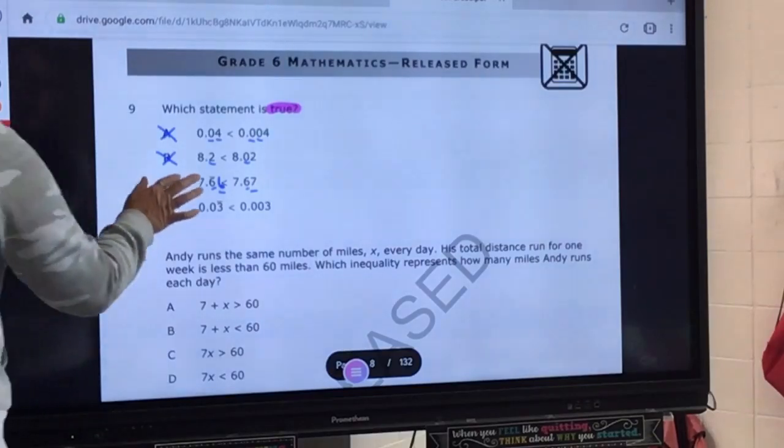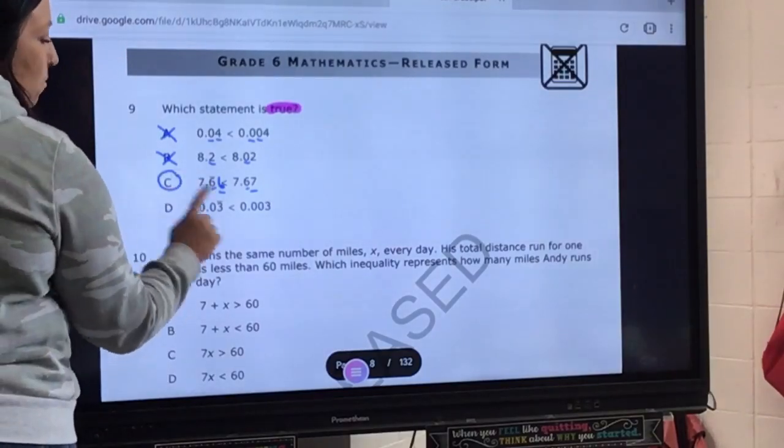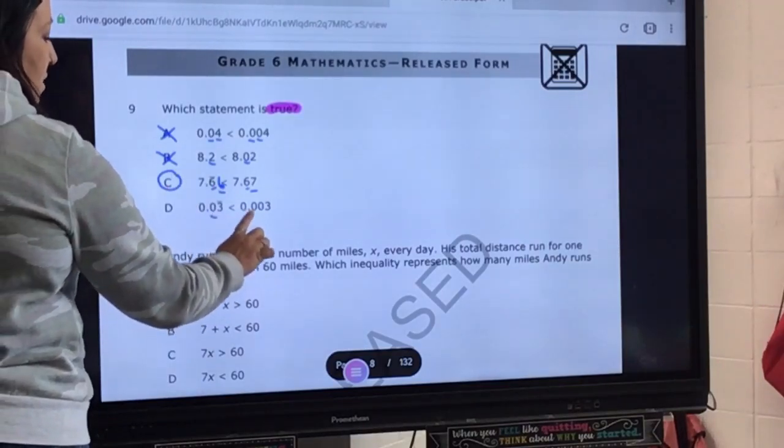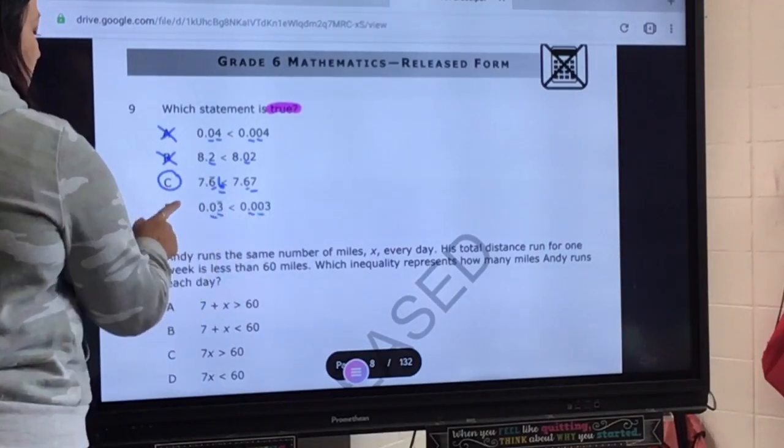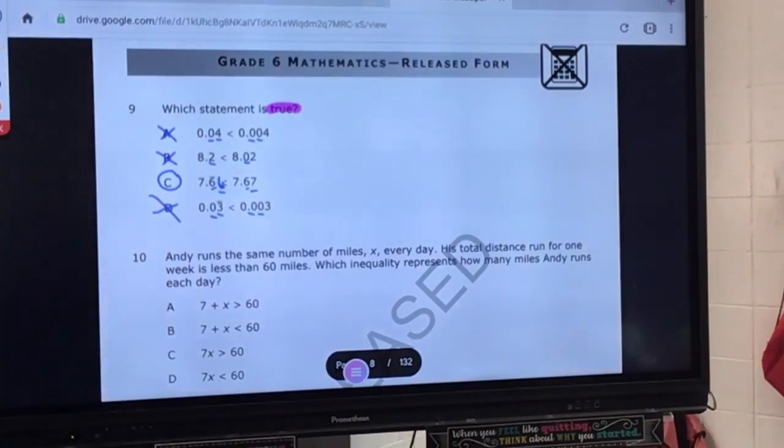So I'm going to circle that one, but I'm quickly going to look down here. Okay, 0, 0, 3, 0. So we know that D is not correct. Knowing place value is really, really important when you're dealing with decimals.